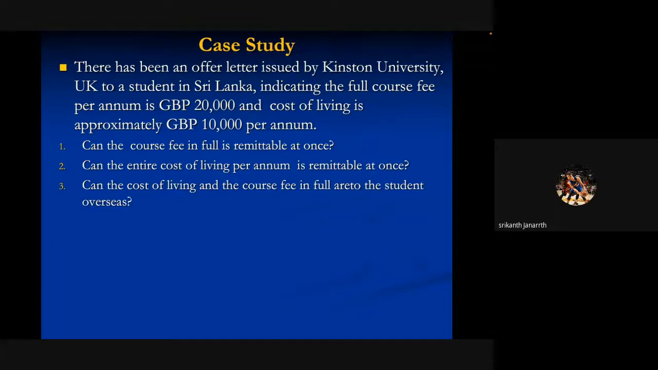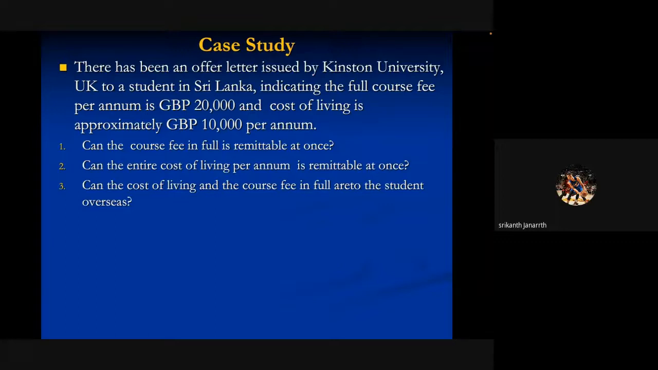The course fee needs to be remitted. No, it is not possible. Then you can say the course fee needs to be remitted to the education institution only. The course fee needs to be remitted in favor of the educational institution only or university.